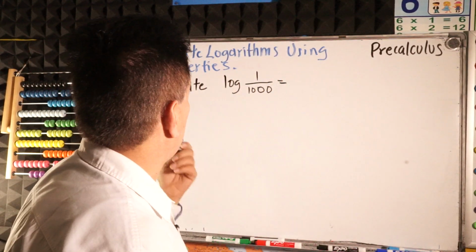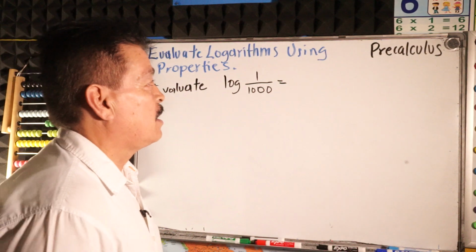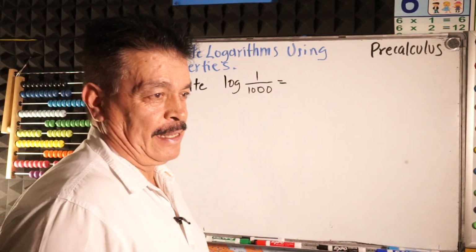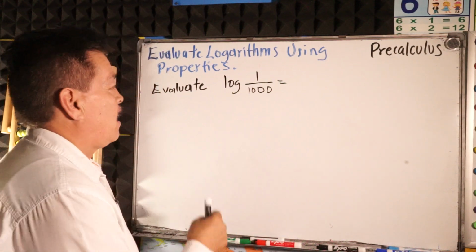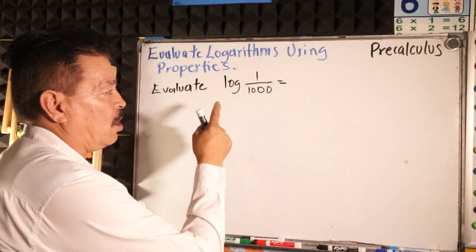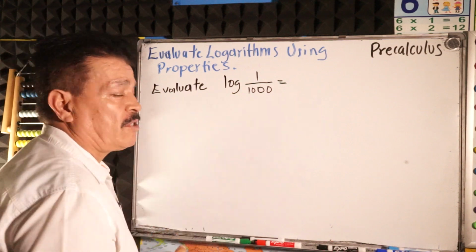Today I will teach you how to evaluate logarithms using properties. I will solve a couple of problems. We have one here: evaluate log of 1 over 1000.